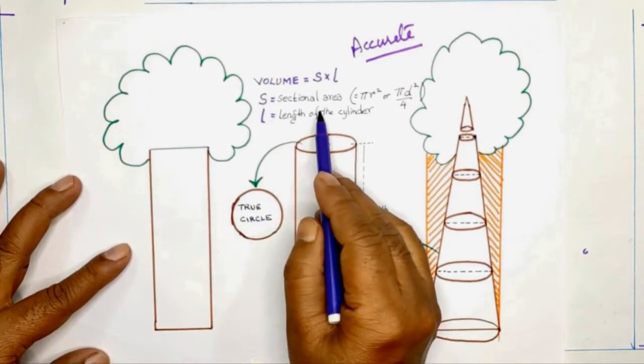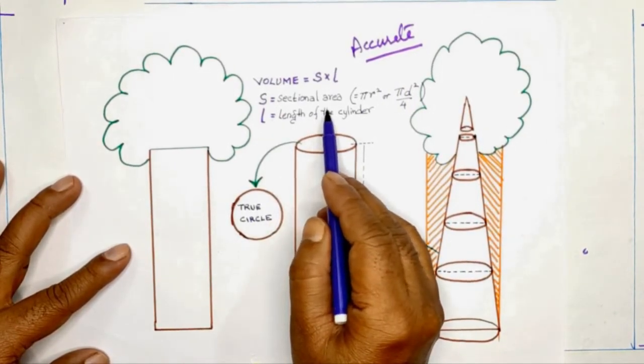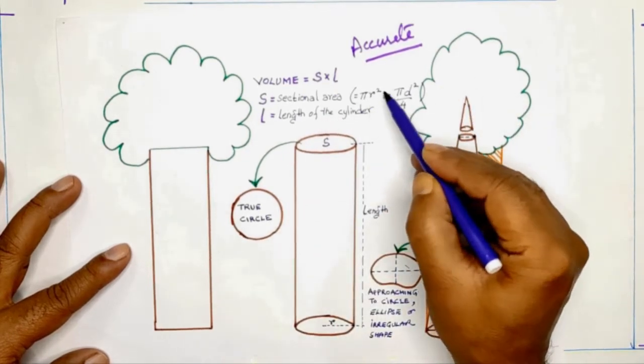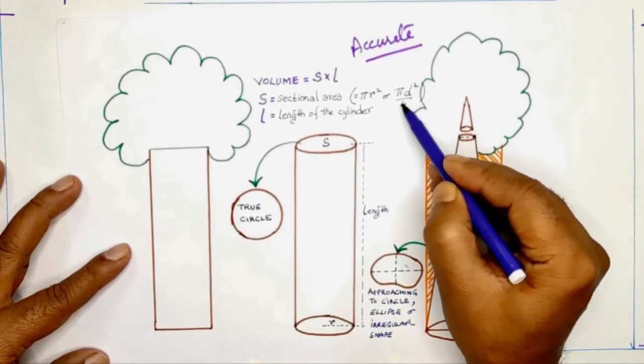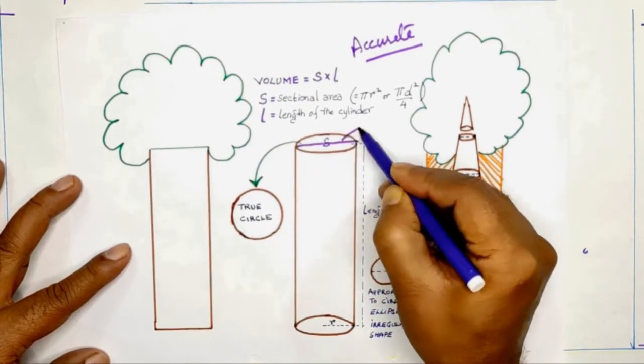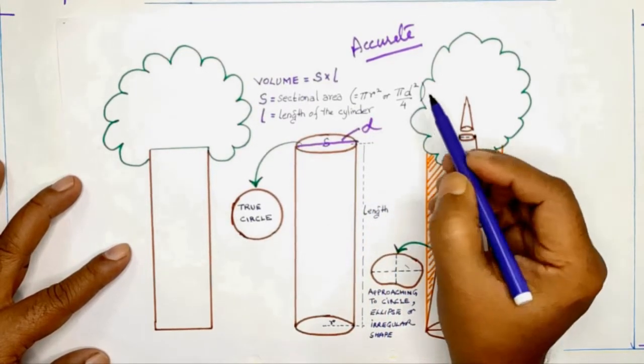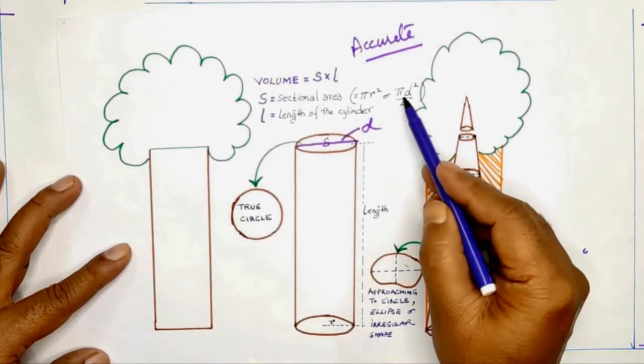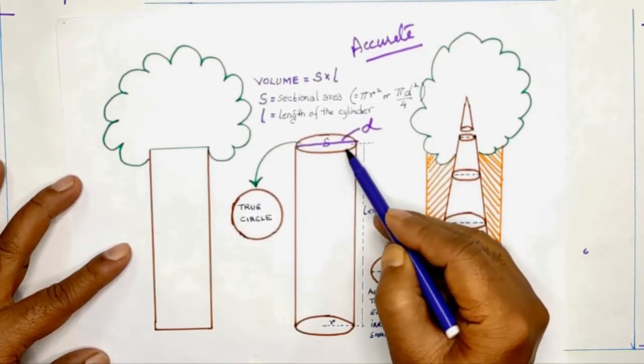So the sectional area, I have already explained how to calculate it. We say pi r square, or we can say pi d square by 4. This is the diameter here, we can see this is the d. So we can calculate it directly, this sectional area we will calculate.